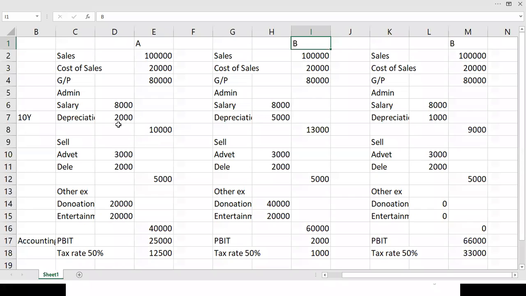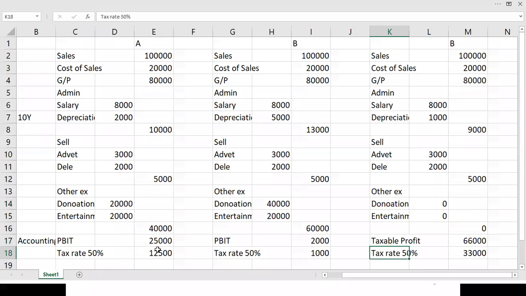But here company A charges 2,000 depreciation, company B charges 5,000 depreciation. They differ, but the government makes a unique depreciation. And here donation, here 20,000 entertainment. So why are they doing this kind of expenditure? They try to minimize tax payment. Therefore, to avoid this kind of malpractice, the government introduces new rules from time to time to make a unique accounting procedure to find out the taxable profit. So it is not profit before tax, it is called taxable profit.